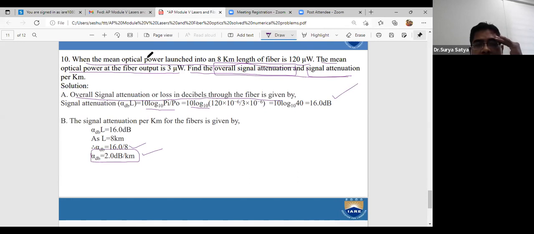When the mean optical power launched into an 8 kilometer length of fiber is 120 microwatt, the mean optical power at the fiber output is 3 microwatt. Find the signal attenuation and signal attenuation per kilometer. So this is the answer. Please copy it down.